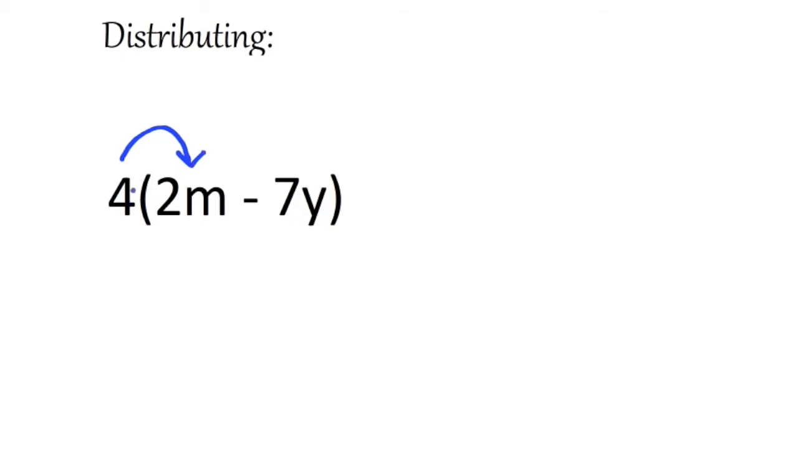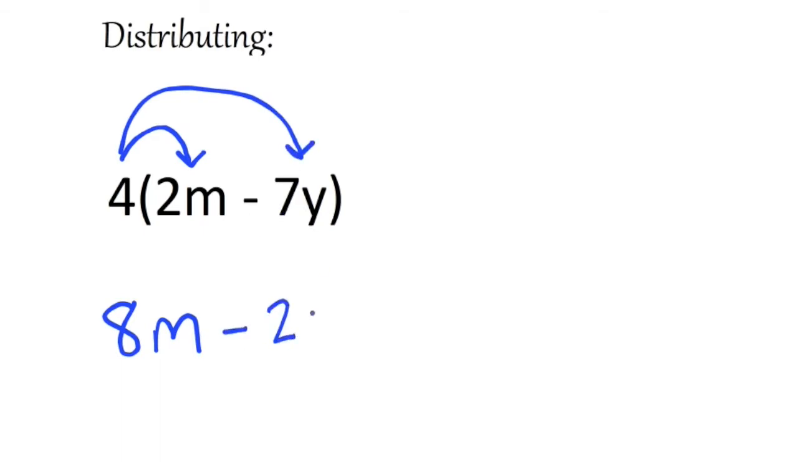So first we do 4 times 2m. That's going to equal 8m. And then we're going to do 4 times a negative 7y. So that's going to be a negative 28y. And that's all you have to do. It's pretty much the opposite of factoring. So 4 times the quantity 2m minus 7y is going to be the same as 8m minus 28y. We simply have to multiply.